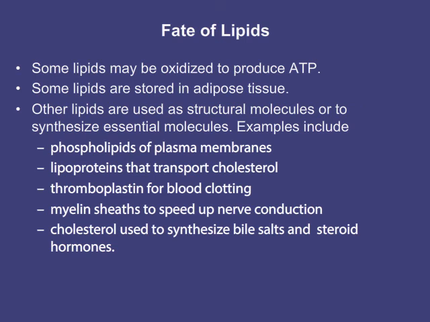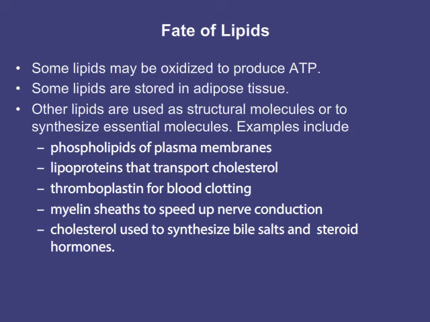What are lipids used for in the body? Well, some lipids, of course, are going to be broken down to make ATP. And remember that lipid is a very rich source of potential energy because each gram of fat contains 9 kilocalories of energy. So there's a lot of potential ATP there. If we have excess calories consumed, some of that lipid, in fact, is going to be stored as adipose tissue or body fat. In other cases, lipids can be used as structural molecules or to synthesize essential molecules.